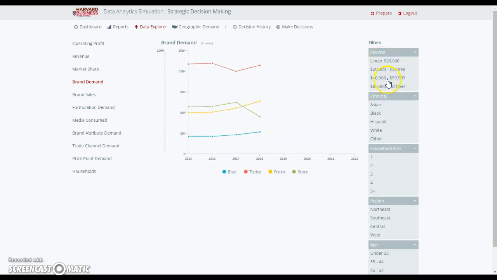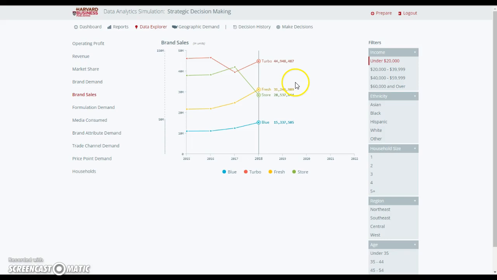So you can actually play around with the brand demand, for instance, depending on the filters, which is basically the different target groups that you can choose. This functionality is also true for all the other things you're looking at. So, for instance, for brand sales, here you can see the total sales for all the products. If you choose a specific group, let's say one under $20,000 in income per family, you can see how this one changes.